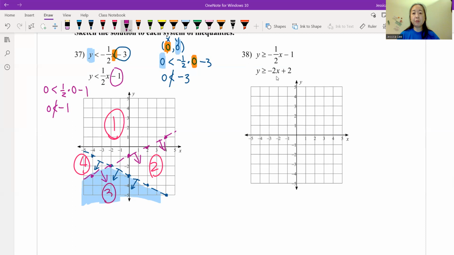All right, we're going to do the same thing for the third inequality. So we're going to start at -1 and go -1/2. So down 1 to the right 2, or up 1 to the left 2. And this time it's going to be solid because we have that line there. So I'm going to use my little tool right here.